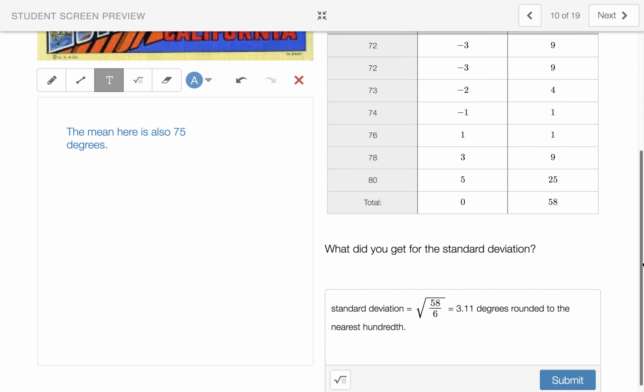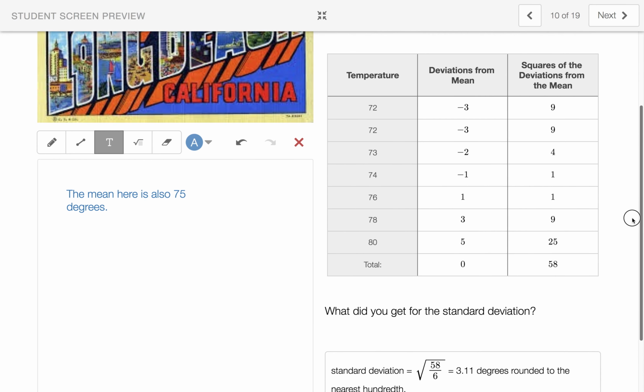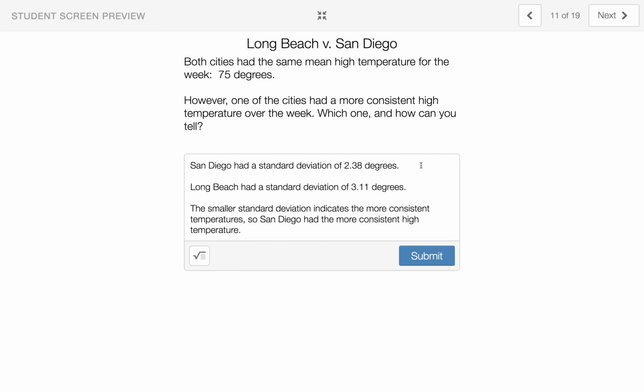So Long Beach has a greater standard deviation than San Diego did for the temperatures, and that means the temperatures in Long Beach were less consistent. They jumped around more than they did in San Diego. So here San Diego had a standard deviation of 2.38 degrees. Long Beach had a standard deviation of 3.11 degrees for that week's worth of data that we had for each city. And the smaller standard deviation tells us that that has the more consistent temperatures because they don't jump around as much. So San Diego ended up being more consistent.